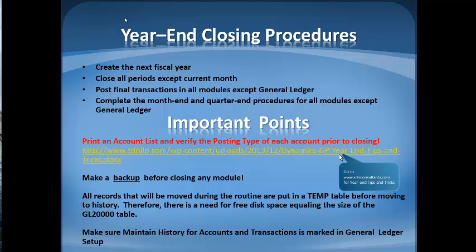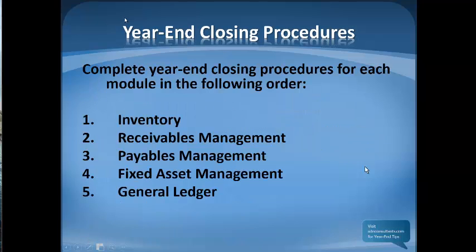Not only before beginning your close, but before closing any module. You also need to make sure that you have space on your hard drive to do the close. And make sure that you have the Maintain History for Accounts and Transactions option marked in the GL setup. Dynamics GP year-end close needs to be done in a specific order: inventory, receivables management, payables management, fixed asset management, and then the general ledger.